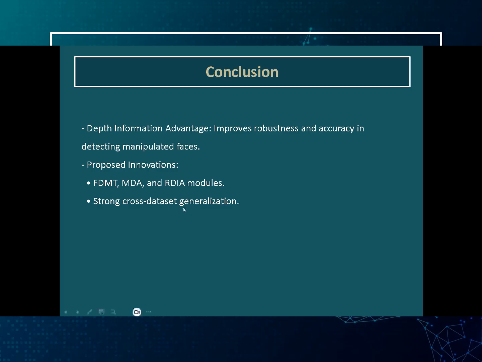In the conclusion, the depth information advantage: in previous studies, they claim that no one was considering this auxiliary information, especially the face depth maps. So that's why they include it, and they propose their own transformer model to get more realistic and higher detection accuracy based on that. And they propose these three models with some already proposed state-of-the-art models, and they have done strong cross-dataset generalization, training on one dataset and testing on the other datasets.